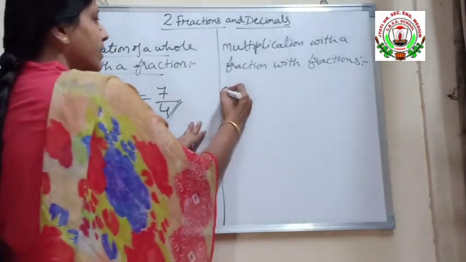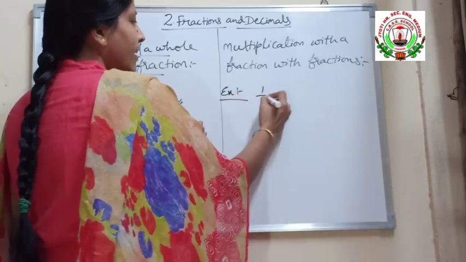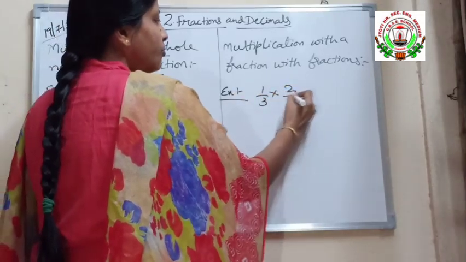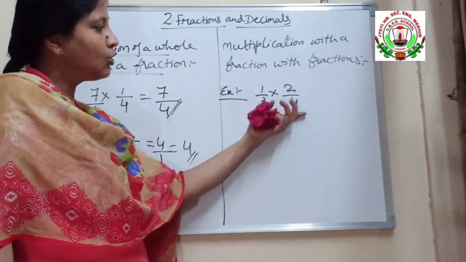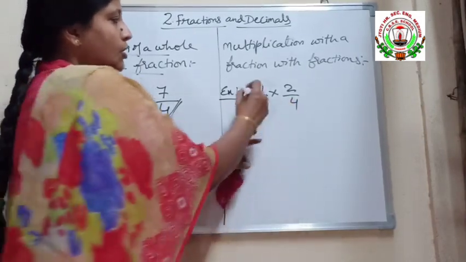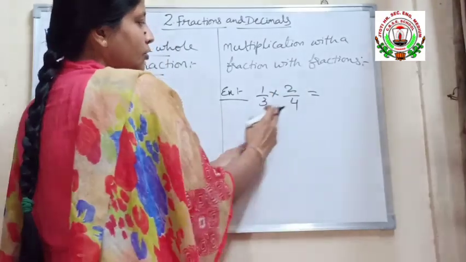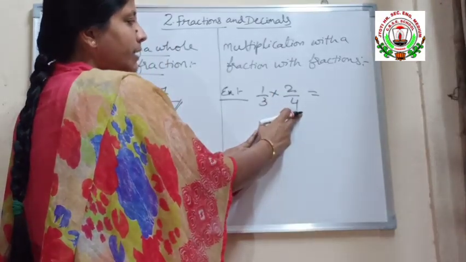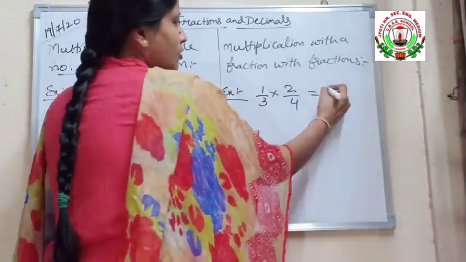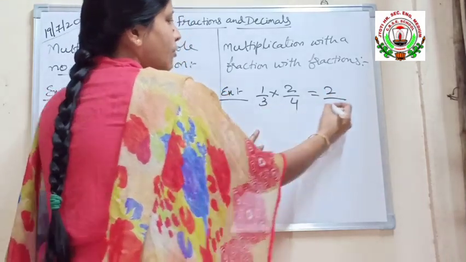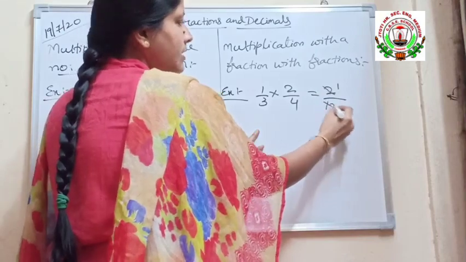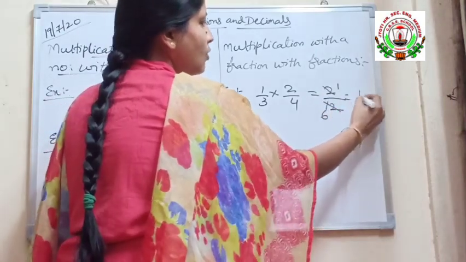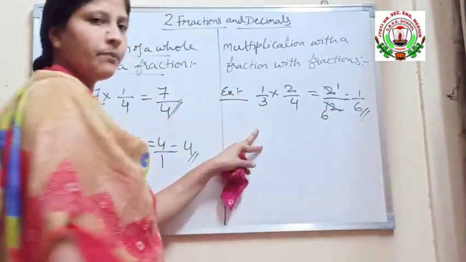For example, here: 1 by 3 into 2 by 4. 1 by 3 is also a fraction. 2 by 4 is also a fraction. So we can multiply the numerator into numerator, denominator into denominator. 1 2s are 2, 3 4s are 12. See, 2 table 12 is there. I can write 2 1s are 2, 2 6s are 12. So 1 by 6 will be your answer.